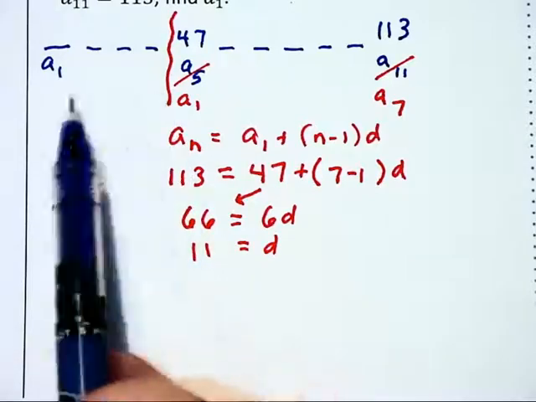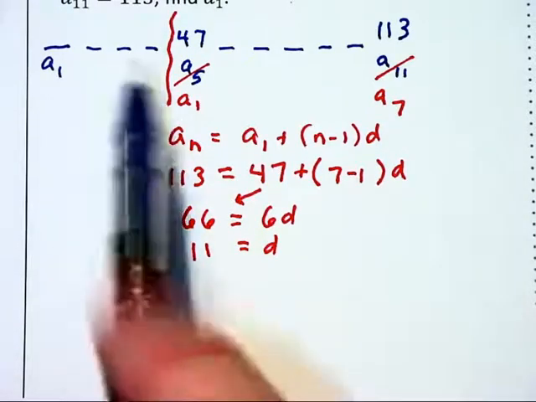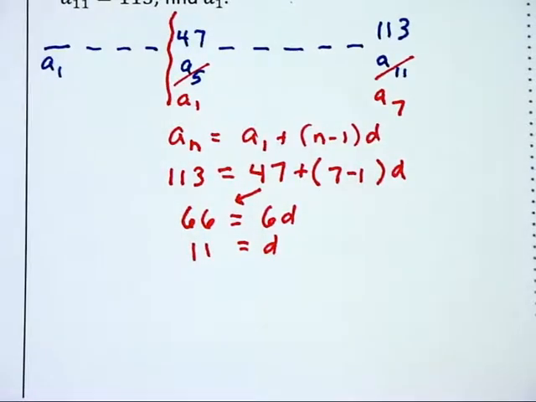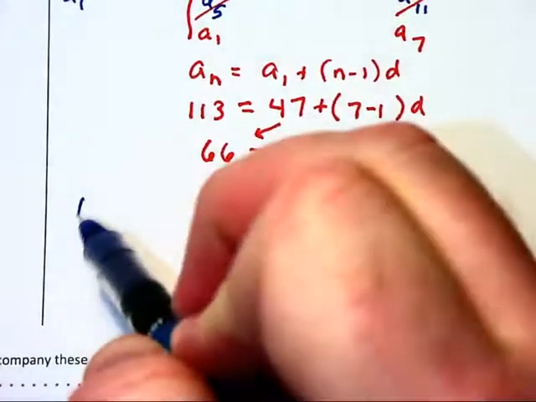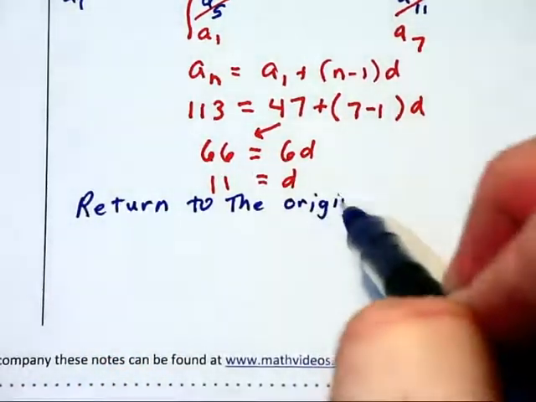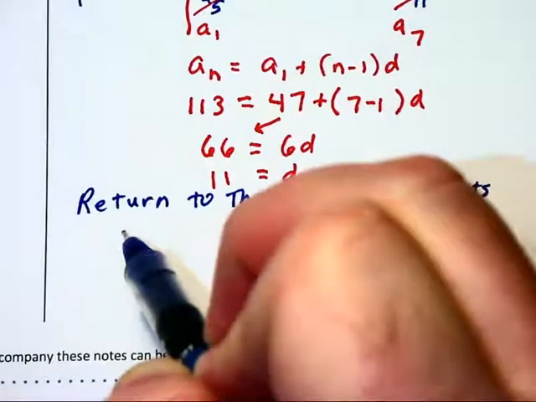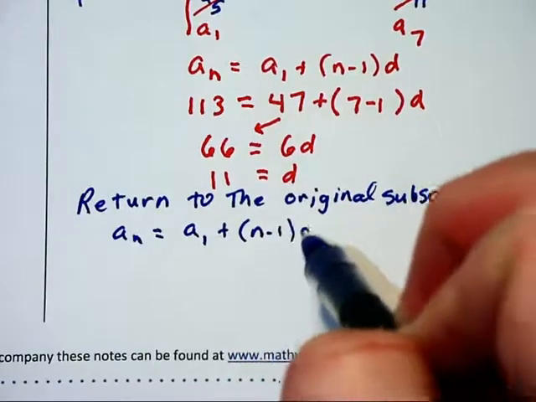But we're 4 terms away. If this were a greater distance between the two, that might not be very practical. So what we're going to do here is we're going to return to the original subscripts. And we're going to use the formula again. a sub n equals a1 plus n minus 1 d.